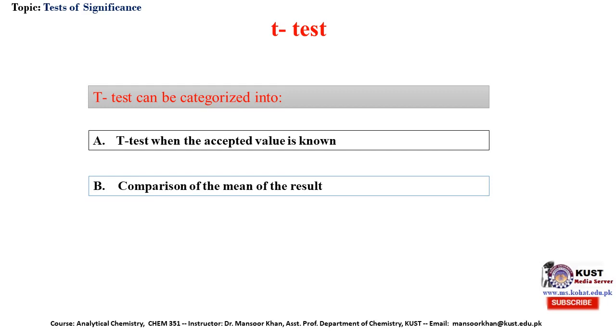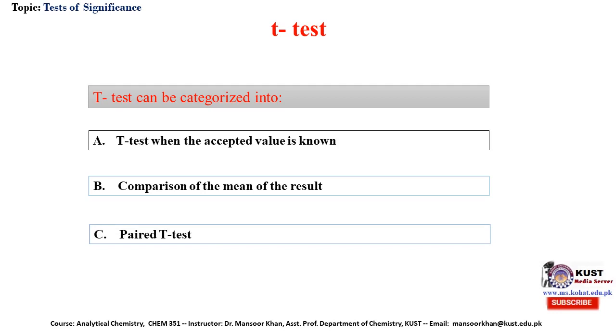Now the second one is B, comparison of the mean of the result. In this case we compare the mean of the results of the two methods. The third one is paired t-test. So these are the three forms of t-test that in the coming slides we will explain one by one.